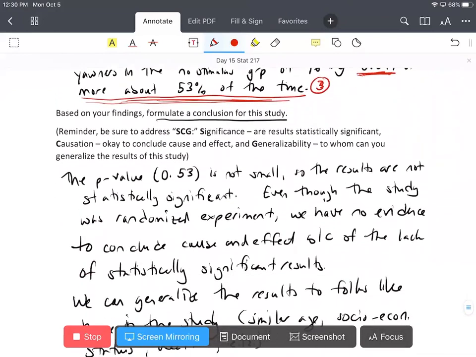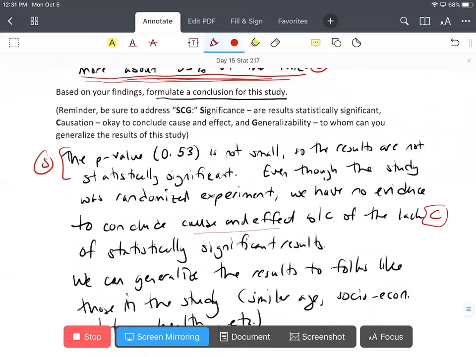But remember, we also want to look at significance. When we do a conclusion for a study, we want to look at significance, causation, and generalizability. The p-value of 0.53 is not small. It's not even close to small. So the results are not statistically significant, so I'm going to put an S right here. Even though the study was a randomized experiment, we have no evidence to conclude cause and effect, because of the lack of statistically significant results.